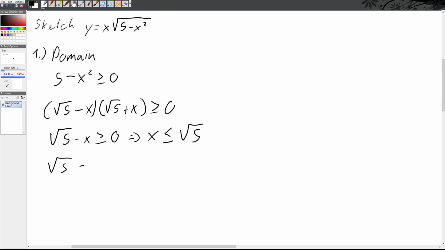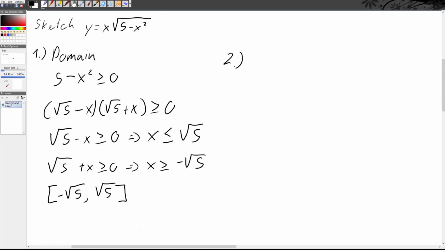We set the square root of 5 plus x greater than or equal to 0, and we get that x is greater than or equal to minus the square root of 5. So the domain in this case is going to be from negative square root of 5 to square root of 5.